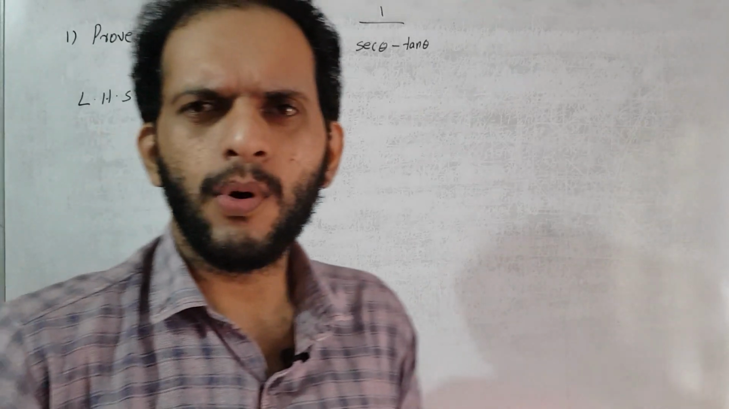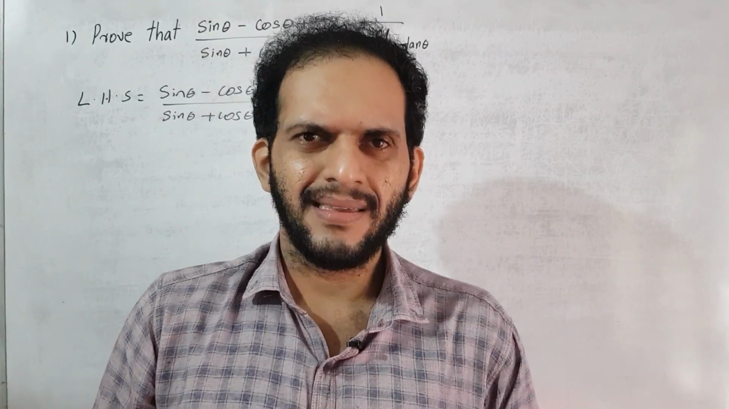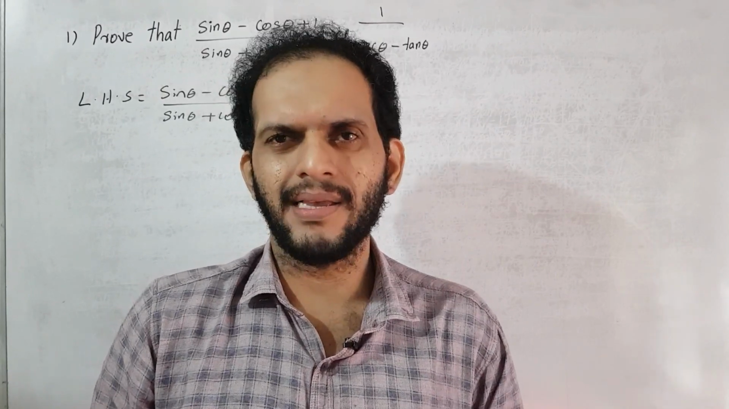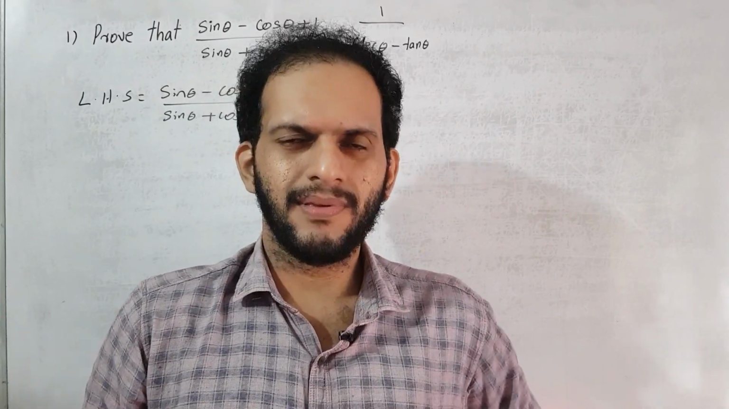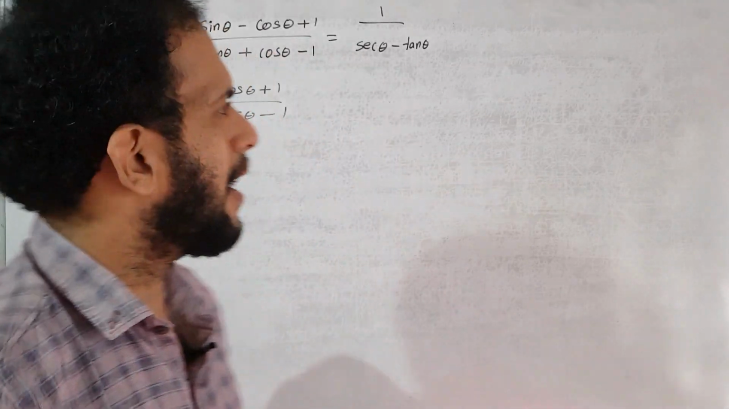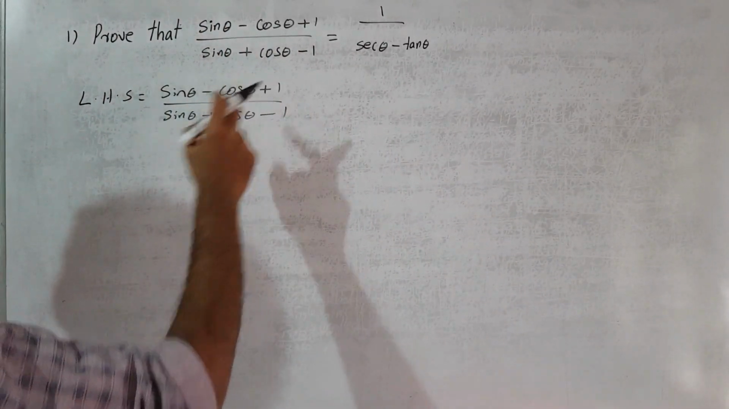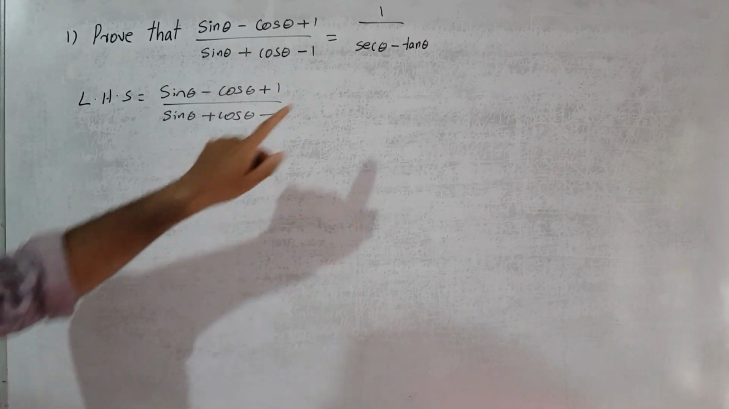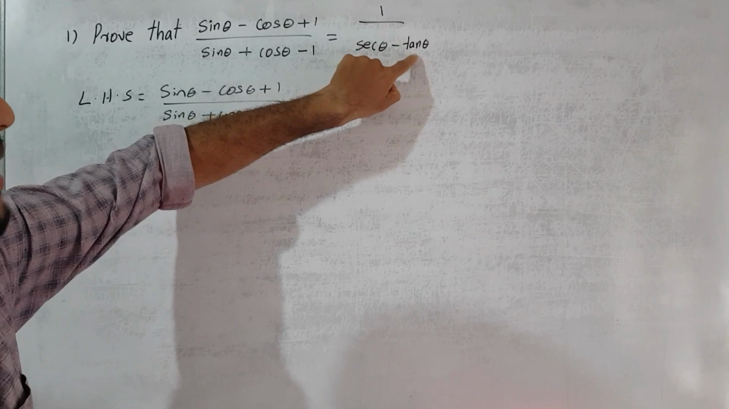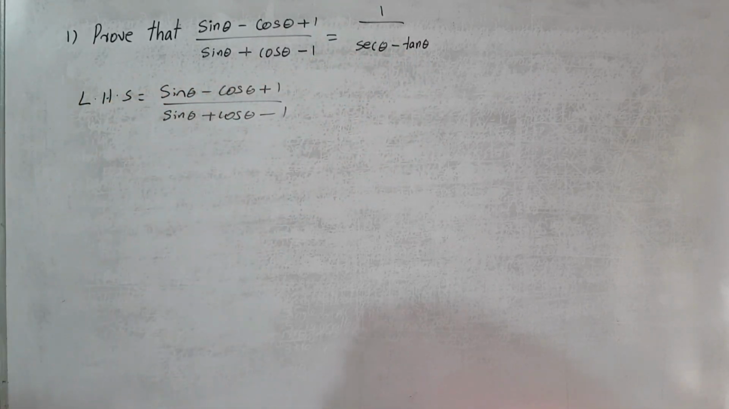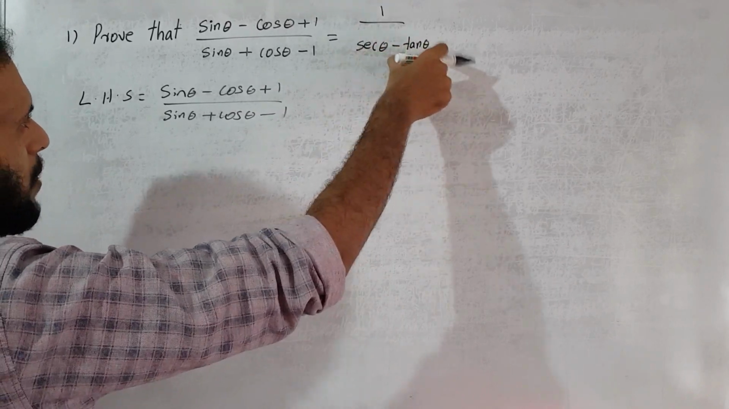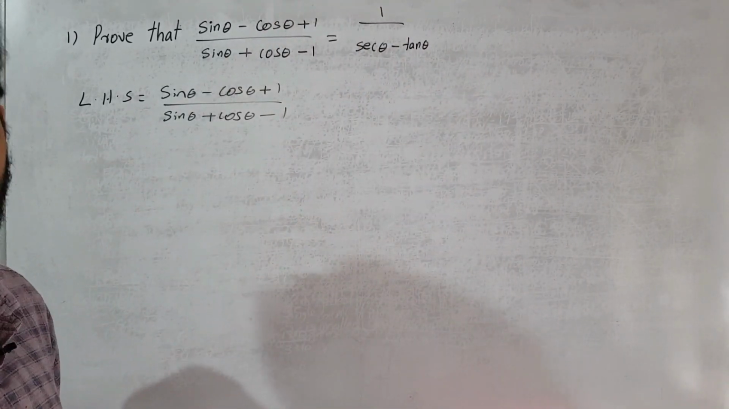So we think about what sec is. Yes, sec is 1 by cos. And what is tan? Tan is sin by cos, right? Sin is already here, and 1 is also here. So for getting sec we want to get 1 by cos, and for getting tan we want to get sin by cos. We need to get 1 by cos and sin by cos.